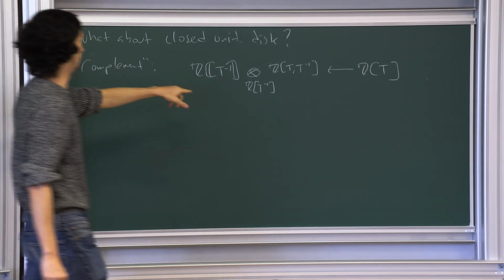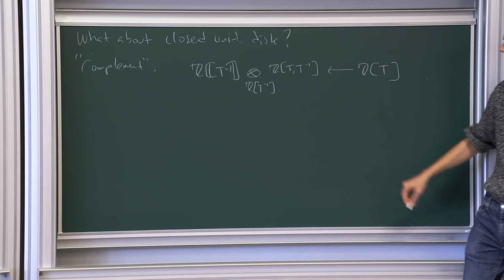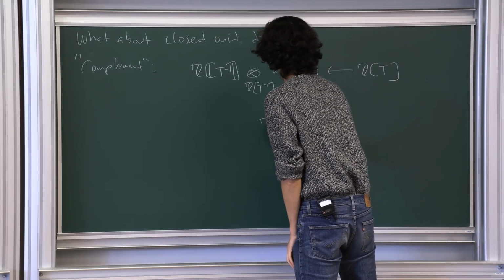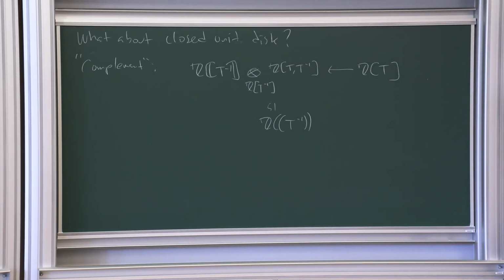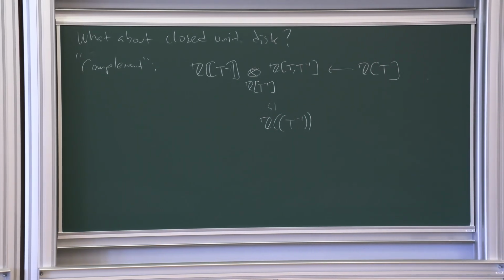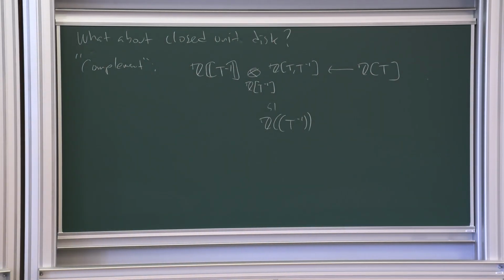And what is this ring? Well, I'm just taking this power series ring and I'm inverting the variable there. So another way of describing this is as Z((T^{-1})), Laurent series in T inverse. So that's the open unit disk centered at infinity.